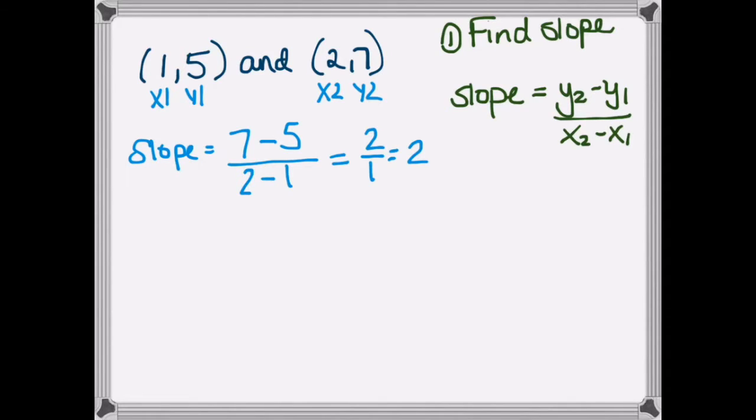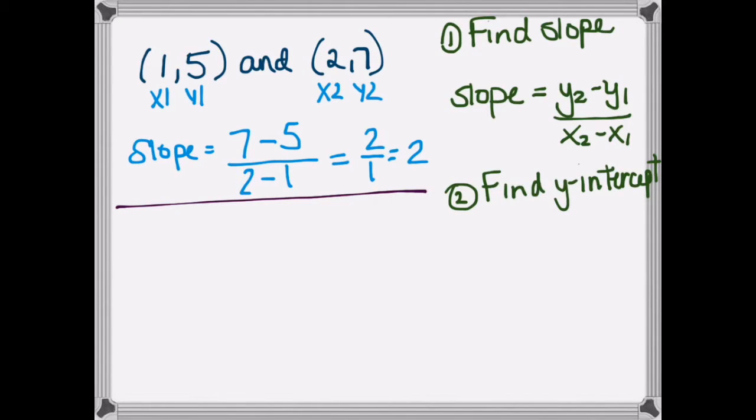Our next step is going to be to find the y-intercept. So when finding the y-intercept, I want to find the general equation of a line, and we're going to use y equals a plus bx, where a is the y-intercept and b is the slope. So I need to find some values that can plug into this equation, or substitute into this equation, so I can solve for a. So we just solved for our slope up here, so I know I have b.